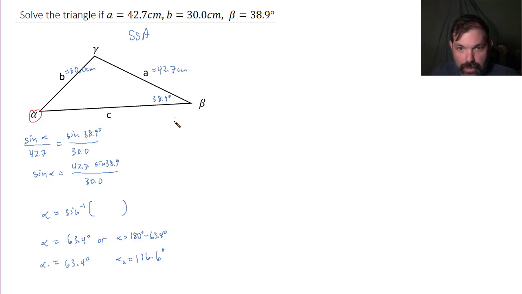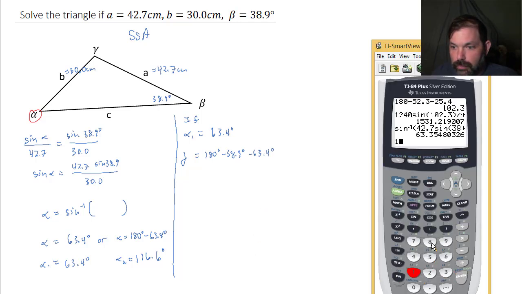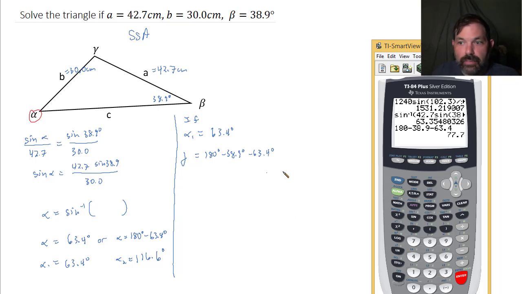Now, let's be careful. Do both work? If we take alpha 1, which is 63.4 degrees, then gamma would be 180 degrees minus 38.9 degrees minus 63.4 degrees. Gamma is 77.7 degrees.